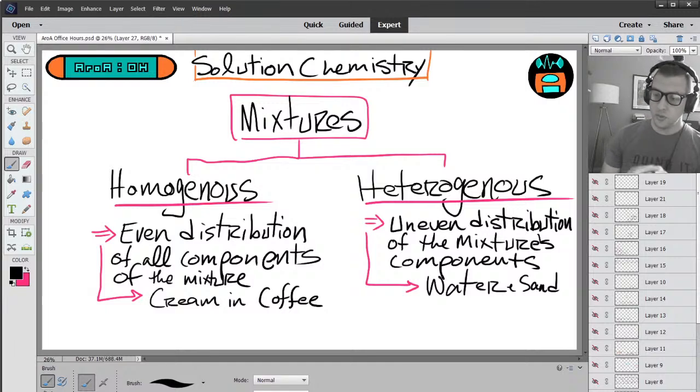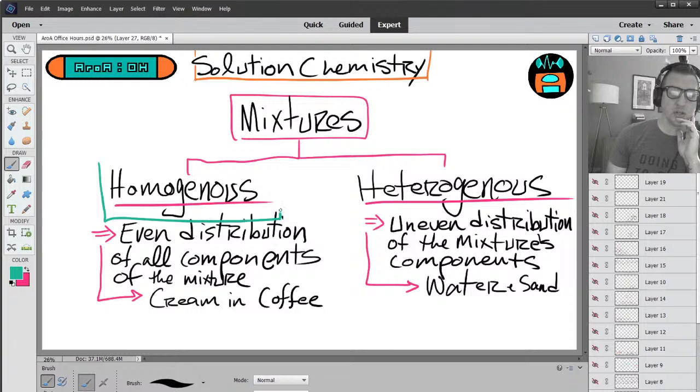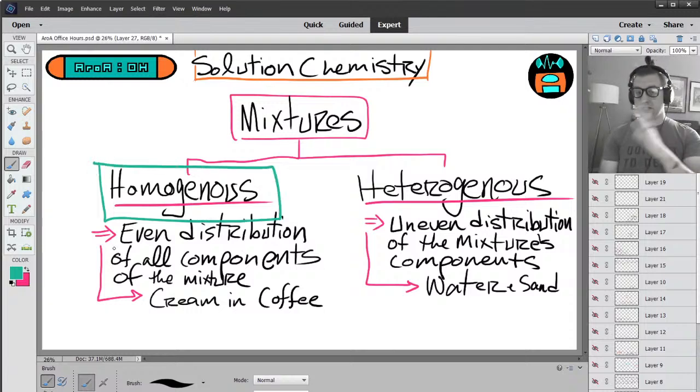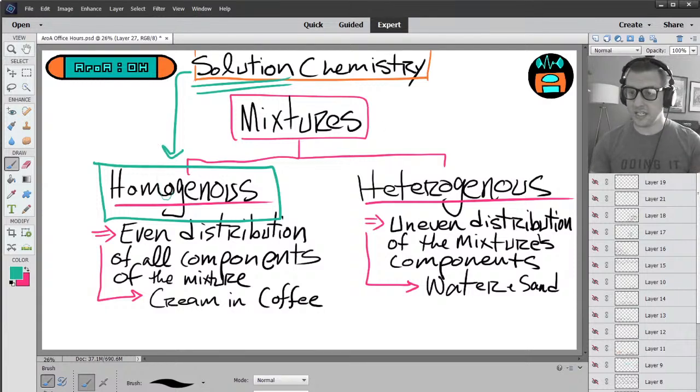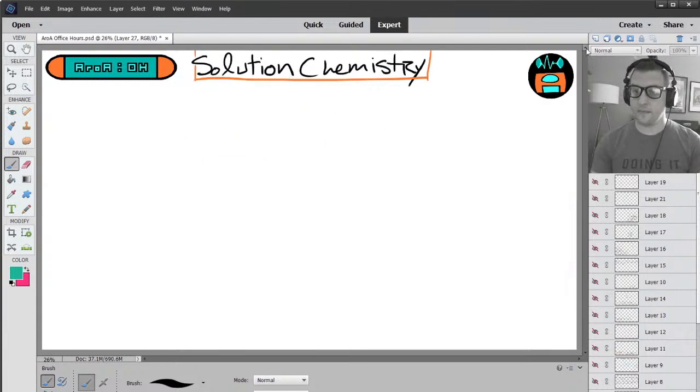Now, solutions are homogeneous mixtures of solutes and solvents. That is what a solution is. A solution is a type of homogeneous mixture, and we're going to dive into that now.